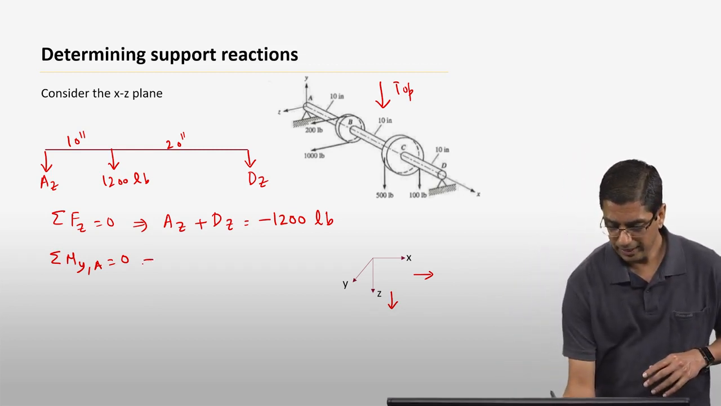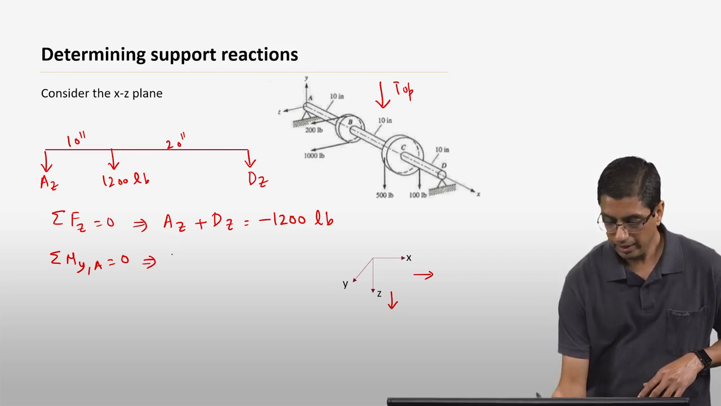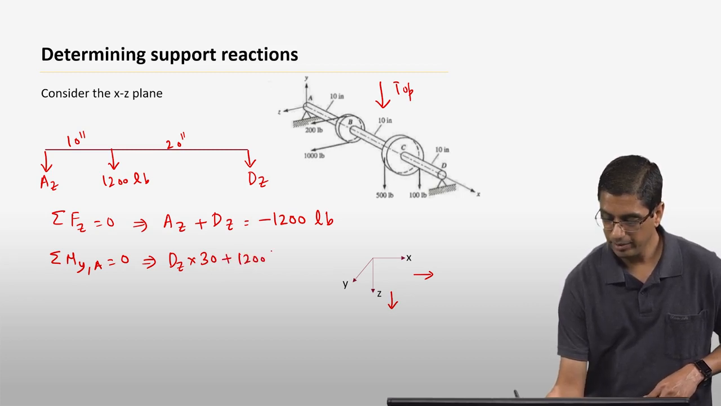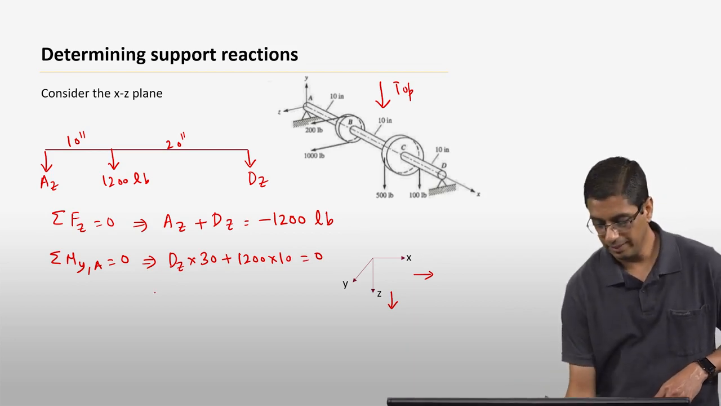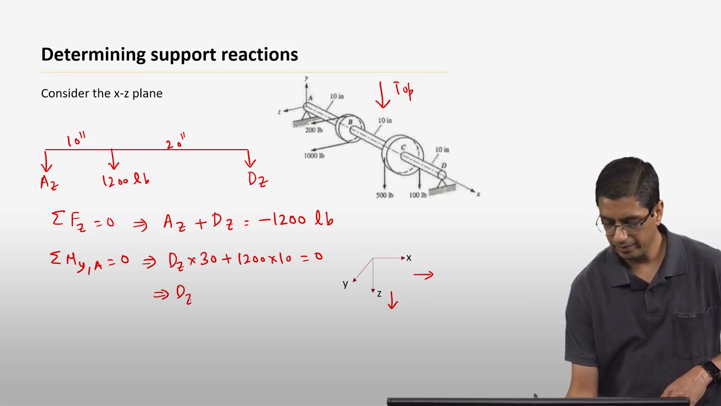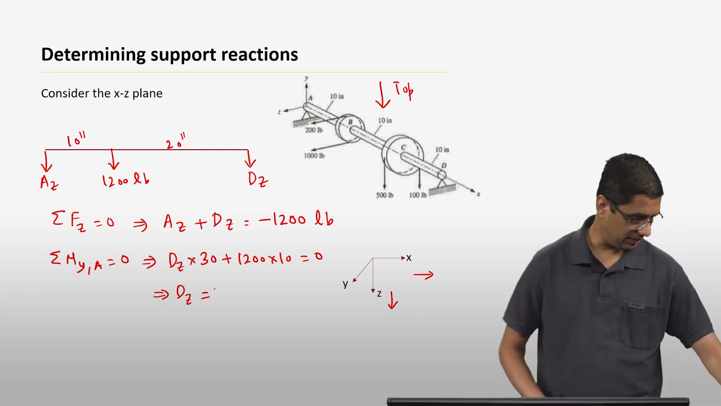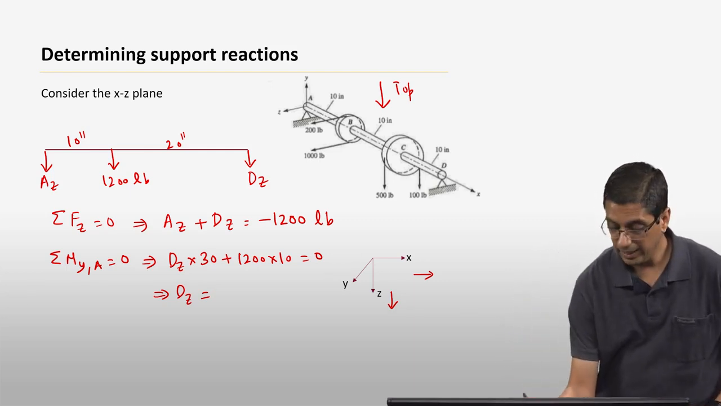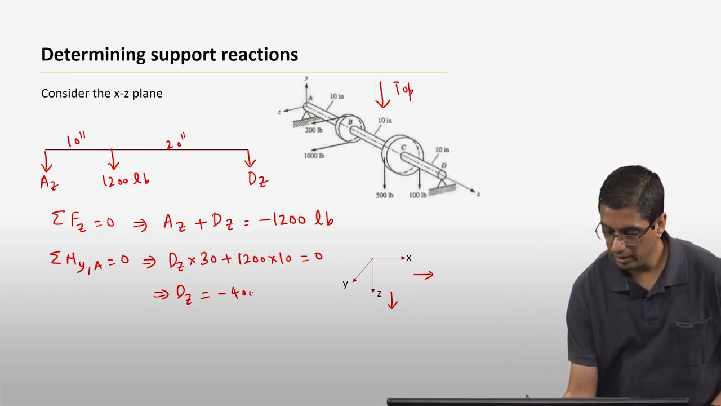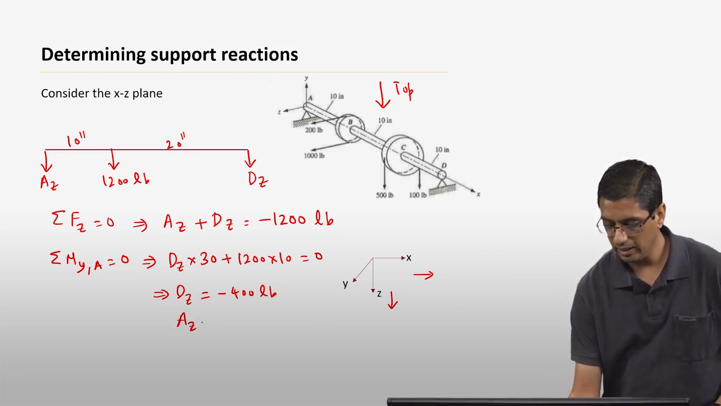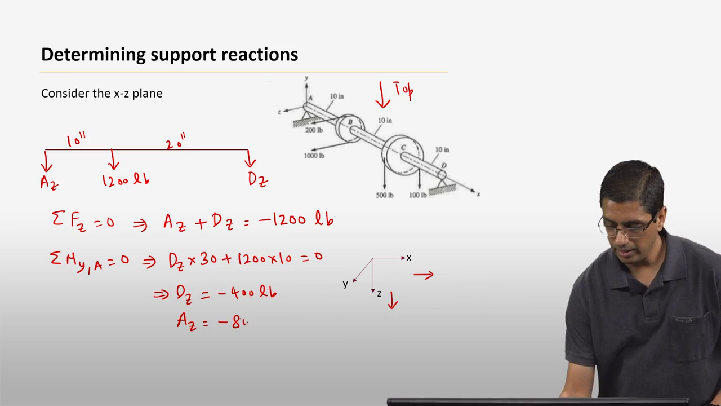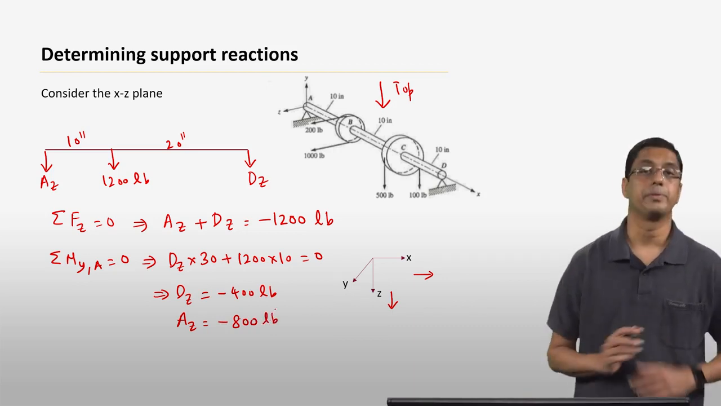Then we do the same thing, which implies Dz times 30 plus 1200 times 10 is equal to 0, which means that your Dz is actually minus 400 pounds. And based on that, your Az is going to be minus 800 pounds.